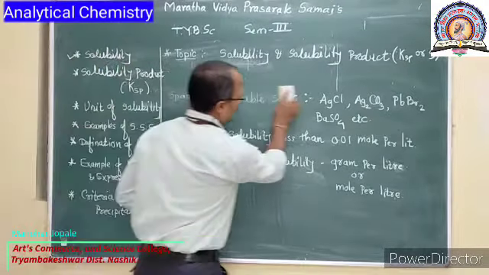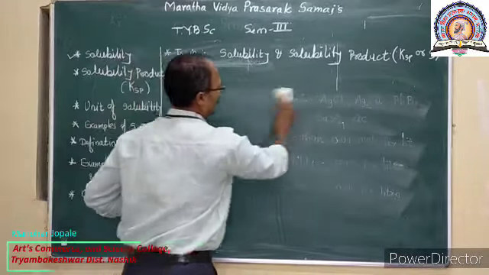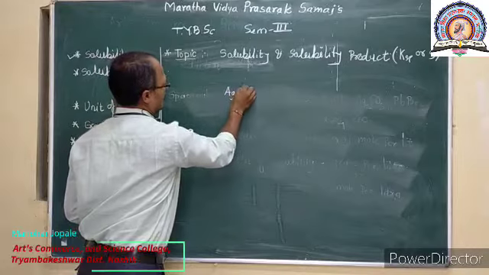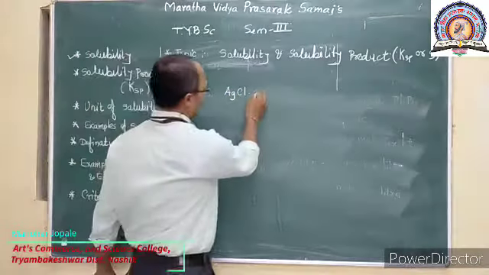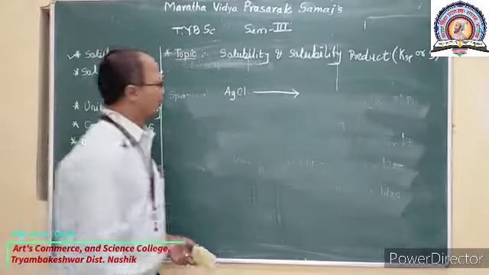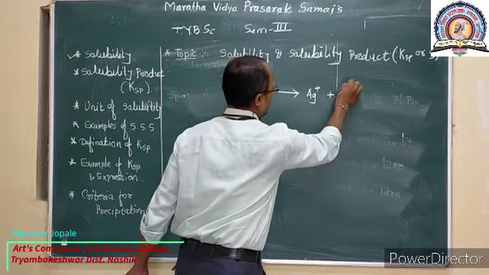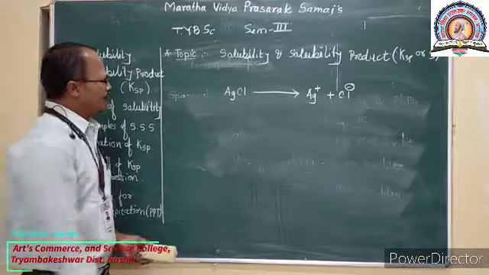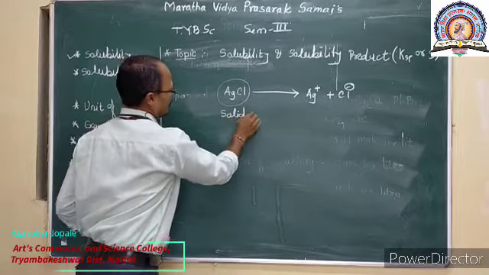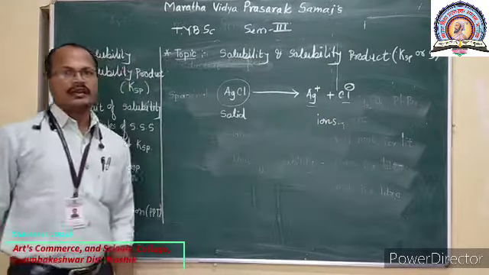Here, for example, we are going to take silver chloride as one example. This silver chloride is a sparingly soluble salt, so it dissolves only less than 1%, or 0.01 mole per liter, and it dissociates or ionizes as Ag plus and Cl minus. Here this AgCl is the solid, while these are the ions.